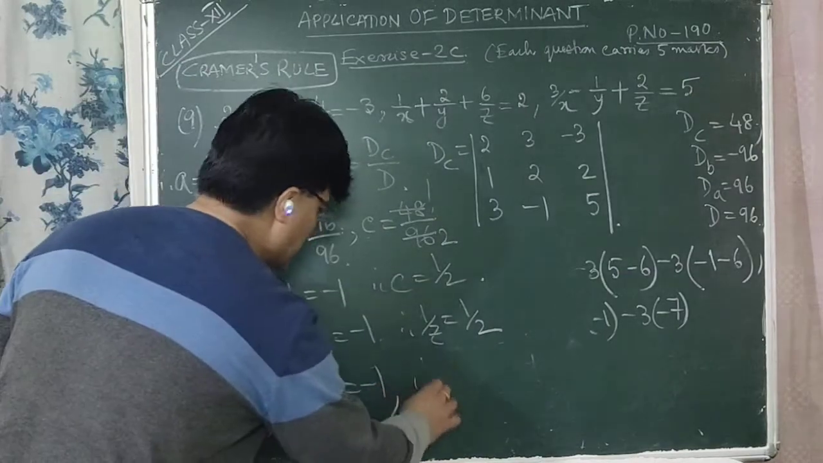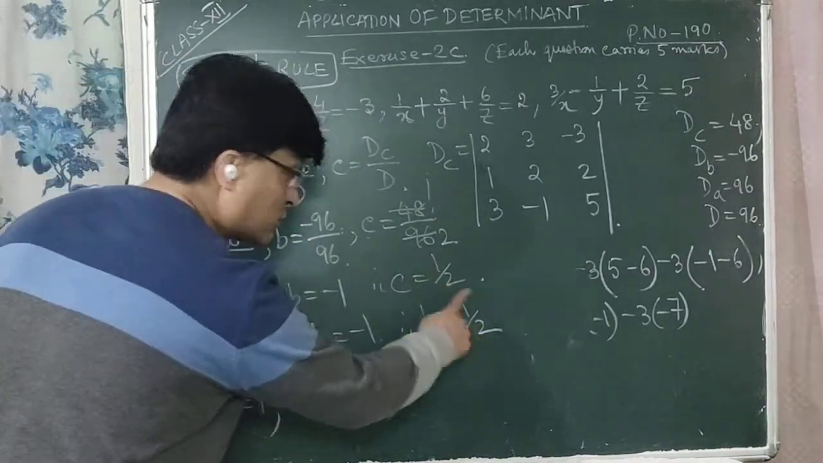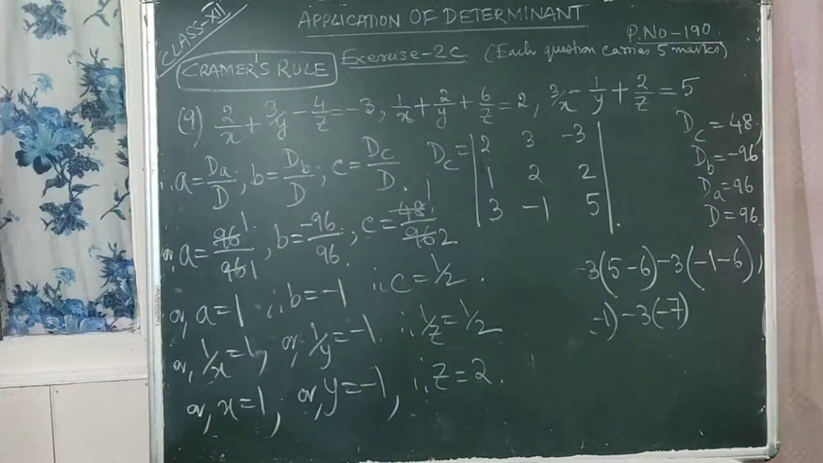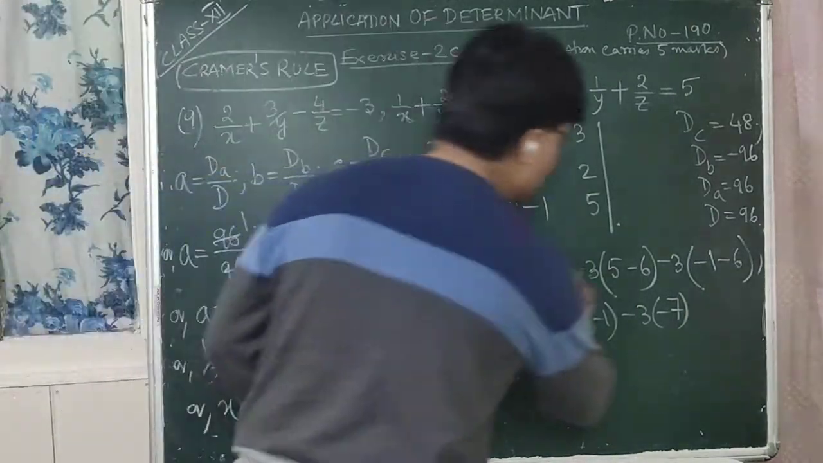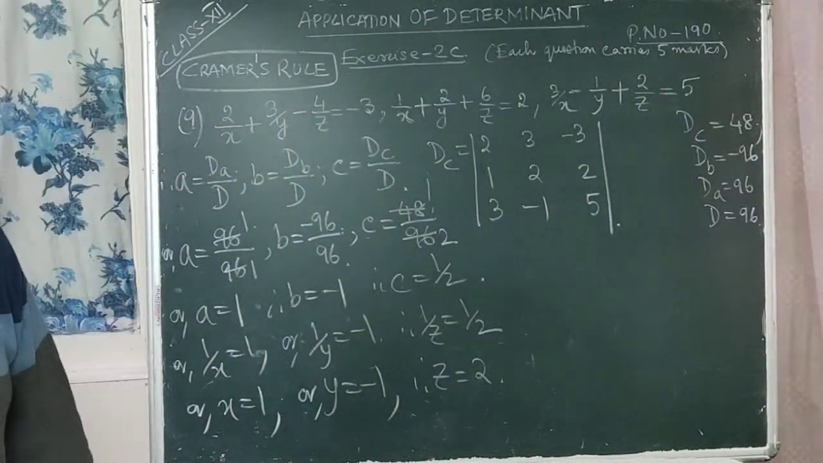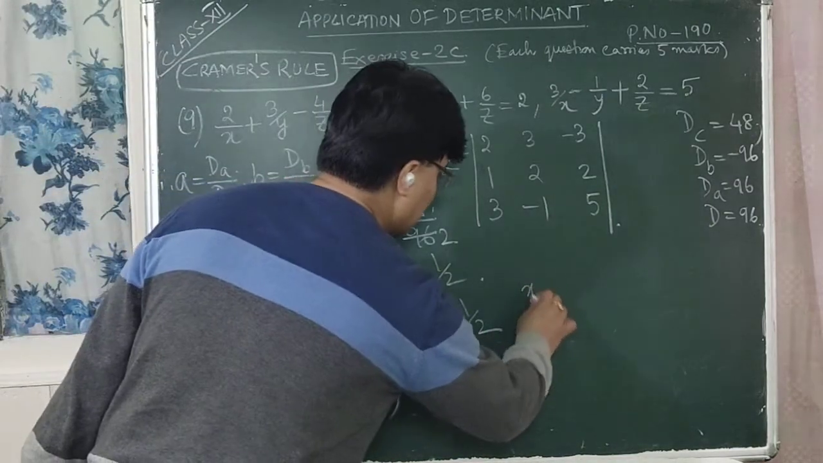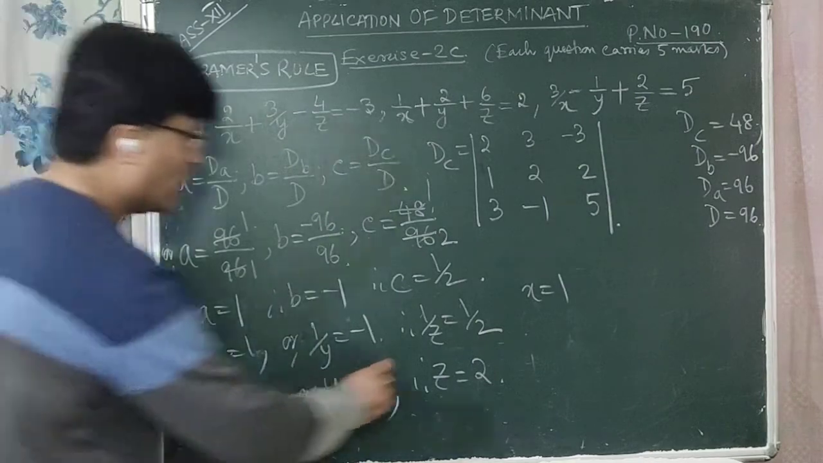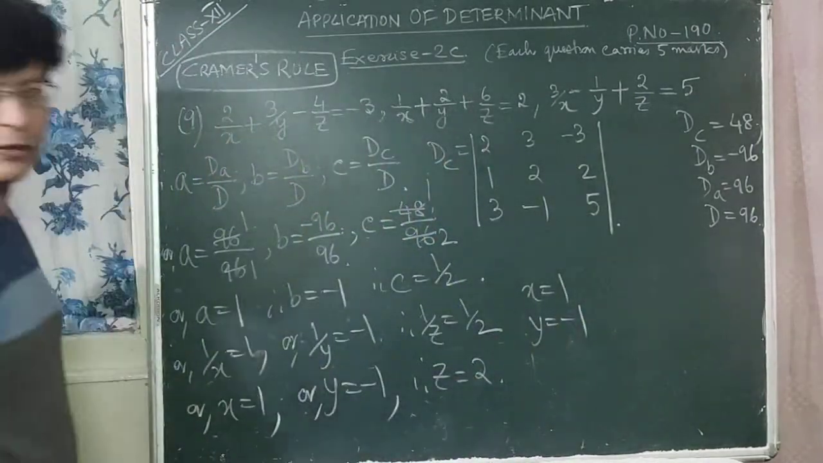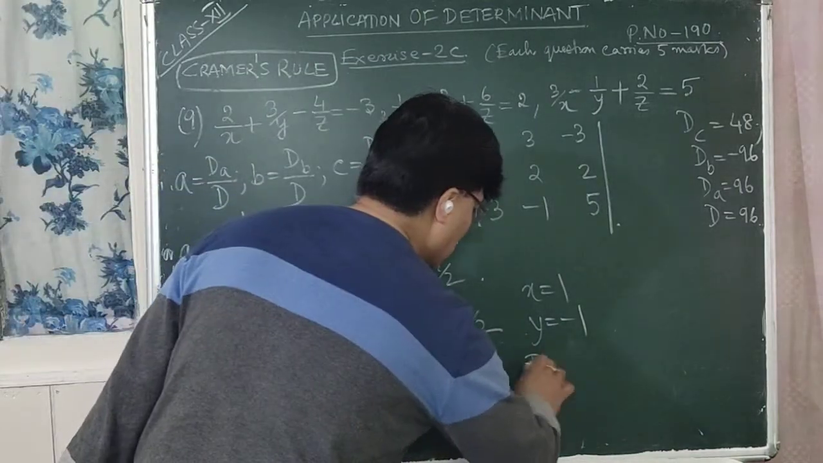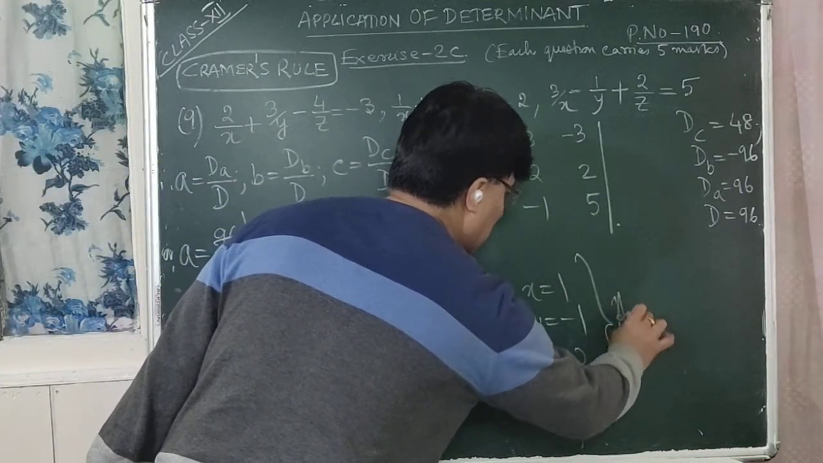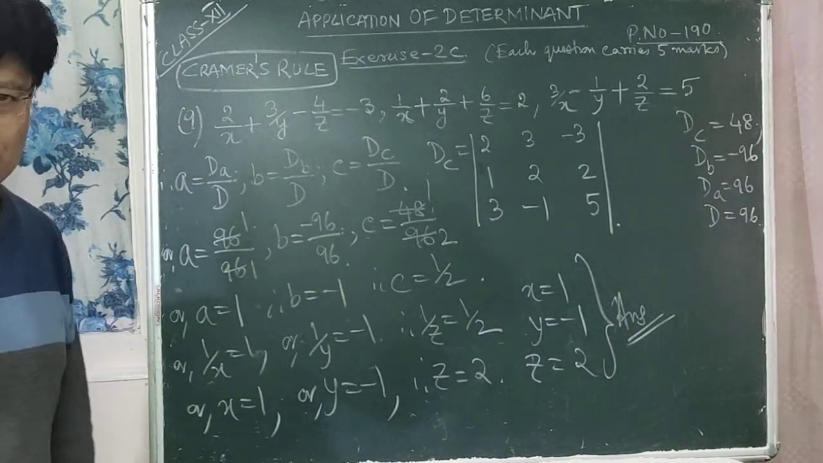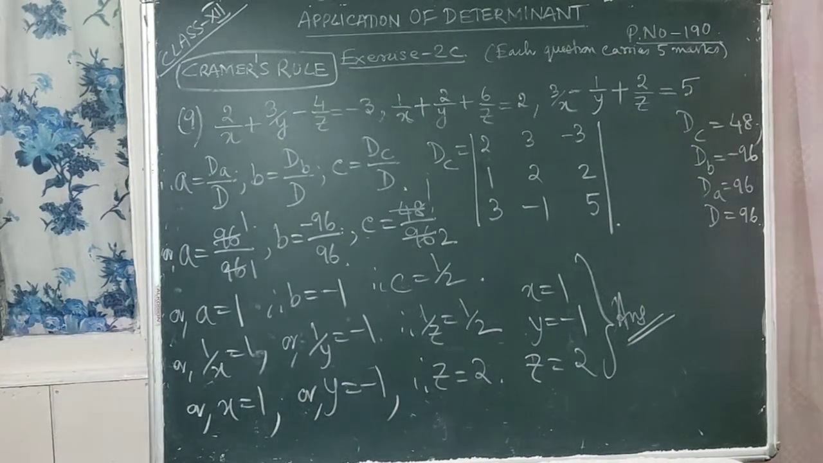Now cross multiply. You can do cross multiplication, isn't it? So Z ones are Z is equal to 2 ones are 2. So these are the answers. So let's write down the answers here. That is X is equal to 1, Y is equal to minus 1, then Z is equal to 2. So these are the answers. So I think you have understood it. You can copy it. We'll do the next question now.